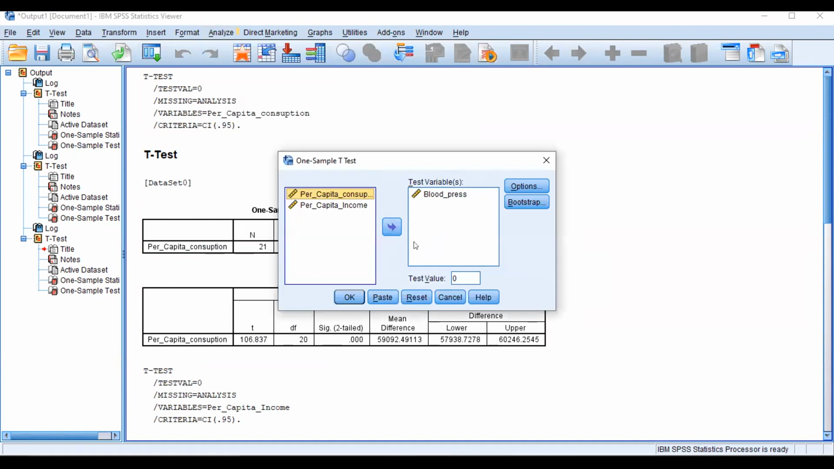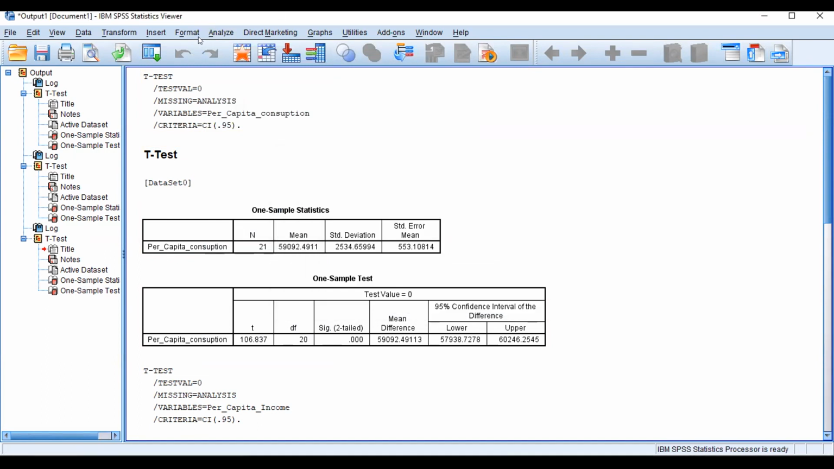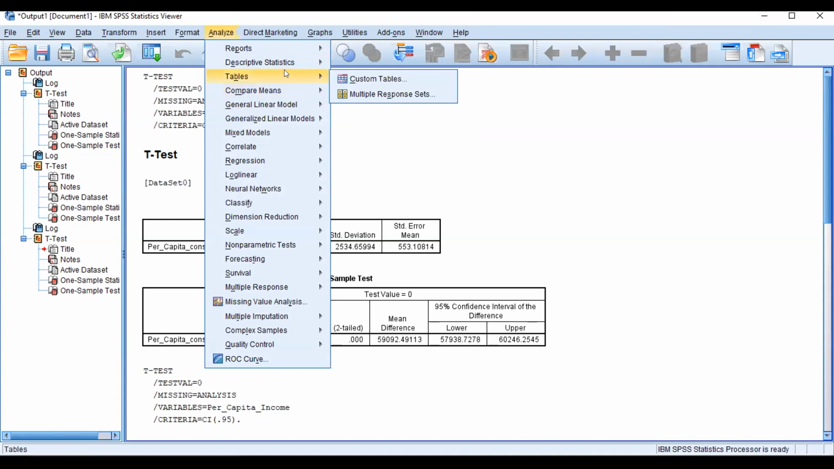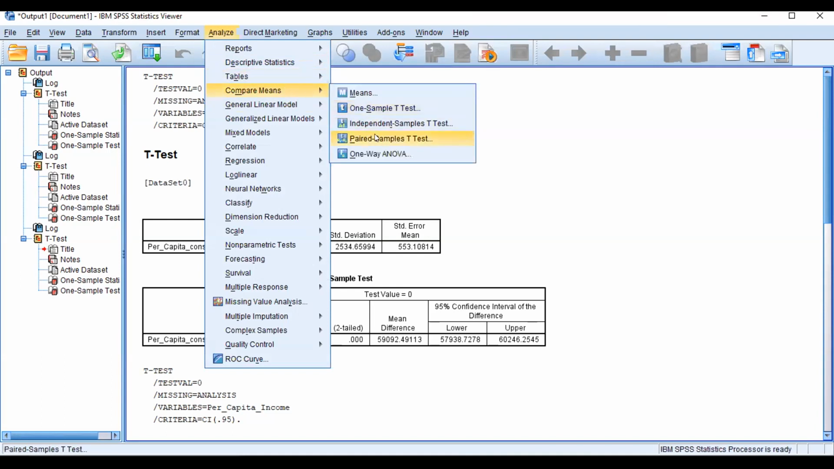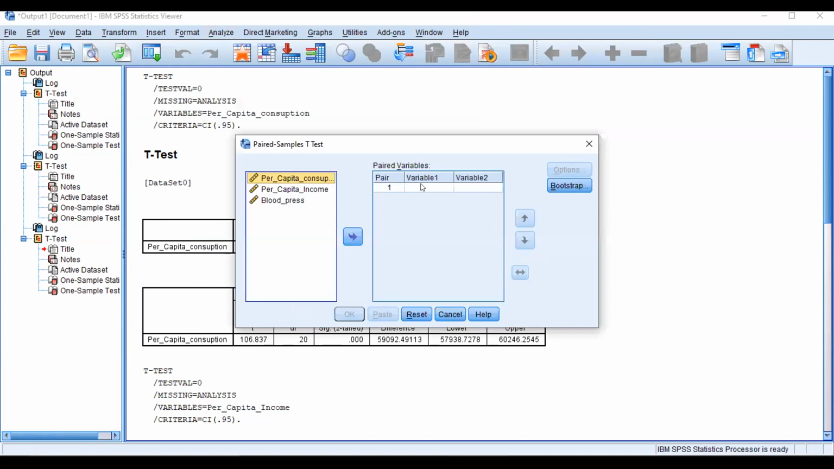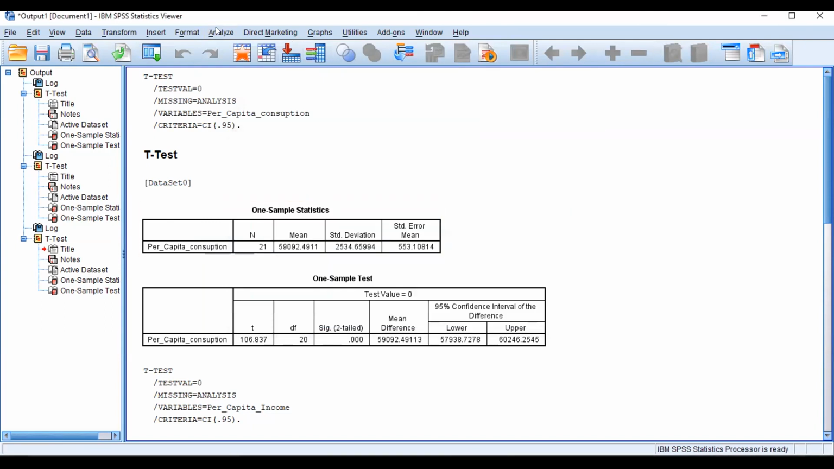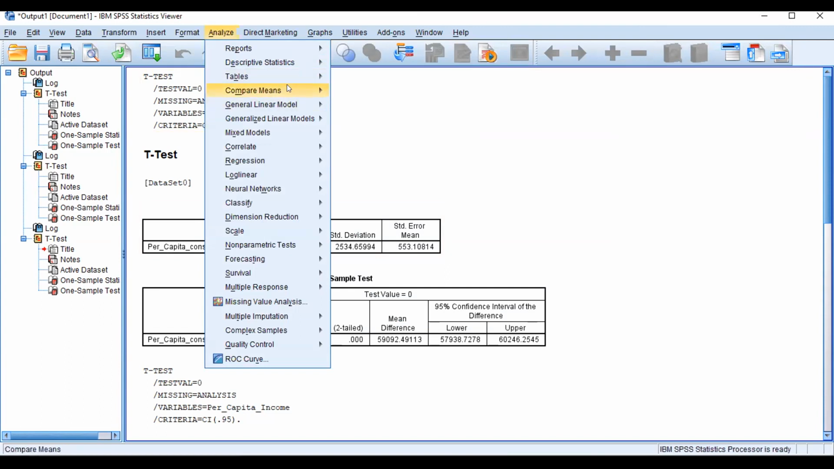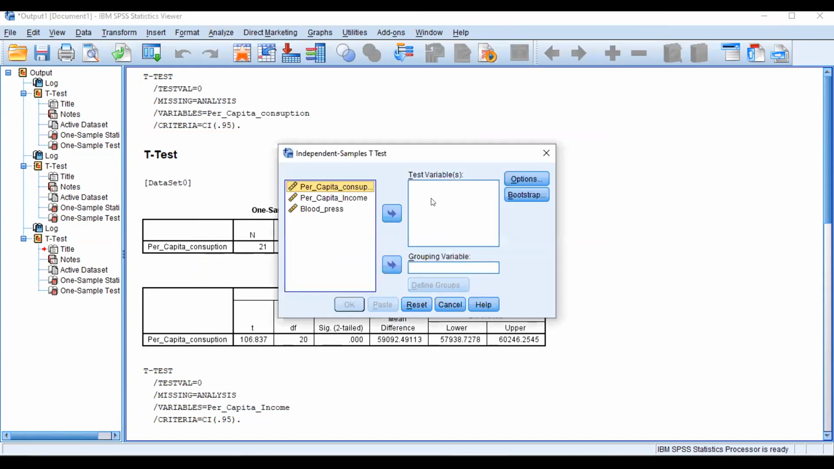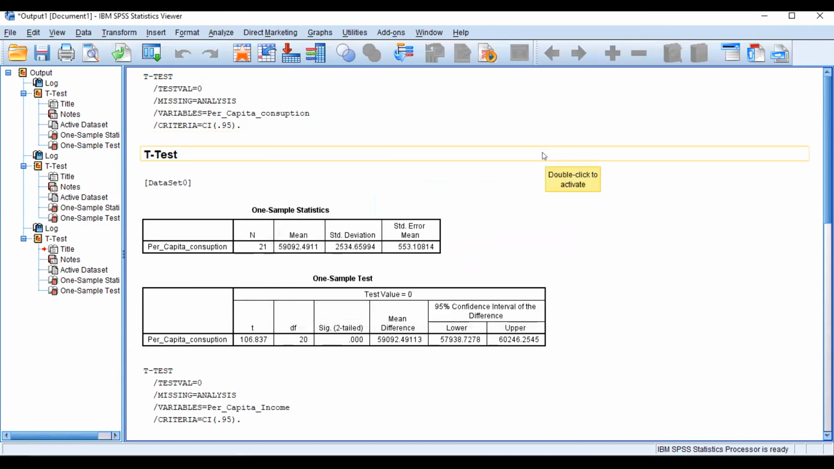We have only one test variable. But here, unlike this, in a paired sample test we should have two variables. We must have two variables. And in the two independent sample test, we must have a test variable and a grouping variable. This grouping variable decides 1, 0, 1, meaning what you have coded in that. So our data set will be different for these two tests.